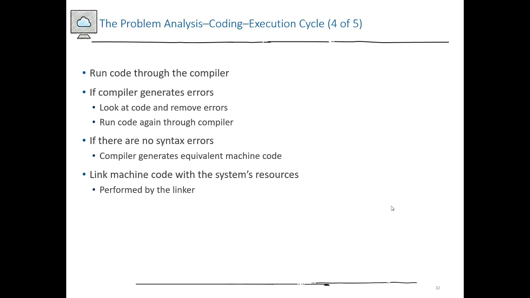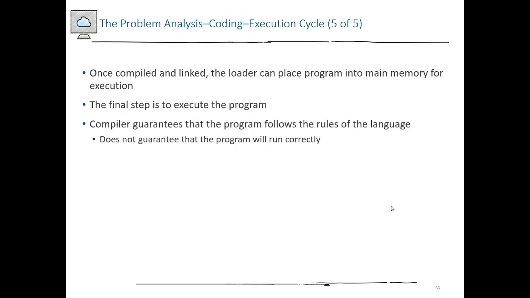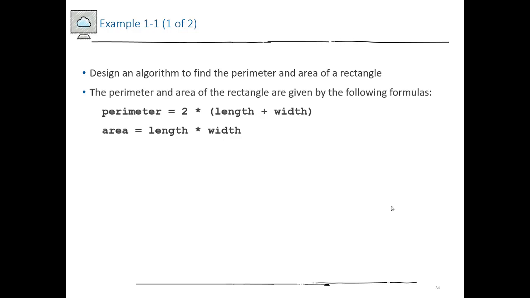Okay, so when you write code, make sure that there are no errors. You need to get rid of the errors by making changes to your code. Okay, so let's look at the example. This is an example from the book. Design an algorithm to find the perimeter and area of a rectangle. So perimeter is 2 times length plus width, and area is length times width.